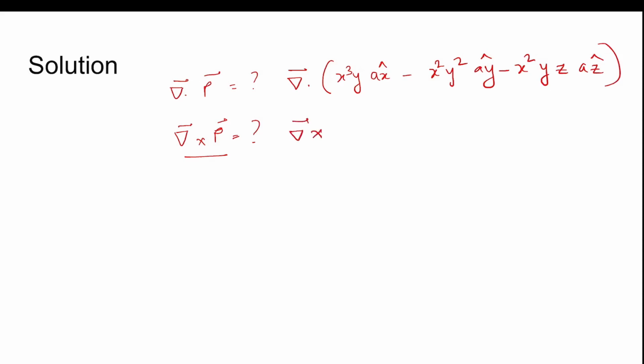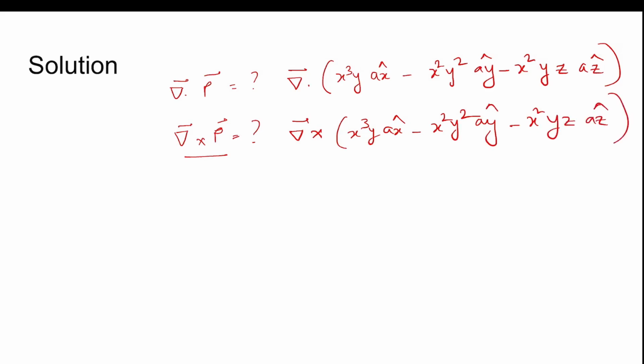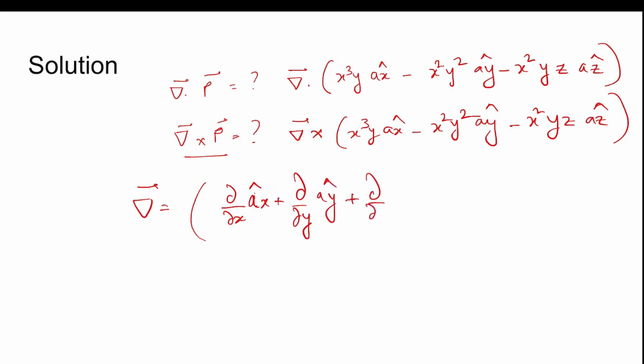Similarly, you do the curl of x cube y ax hat minus x square y square ay hat minus x square yz az hat. Now this is the operator del, d/dx ax hat plus d/dy ay hat plus d/dz az hat, partial derivatives. You just take the dot product and the cross product with P to find the divergence and curl respectively.